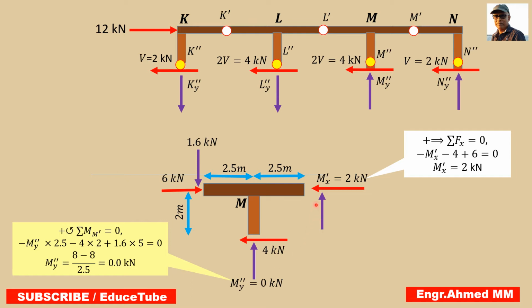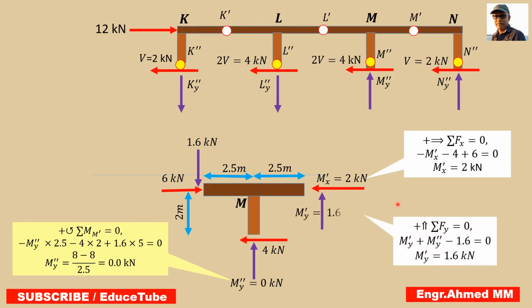Now our target is to find this vertical reaction component. So how to get that? Summing vertical forces equal to 0. So M prime y plus M double prime y, both are upward, so we have to take plus. This is downward, so minus. So easily we can find M prime y equal to 1.6 kilonewton. So we are done here.